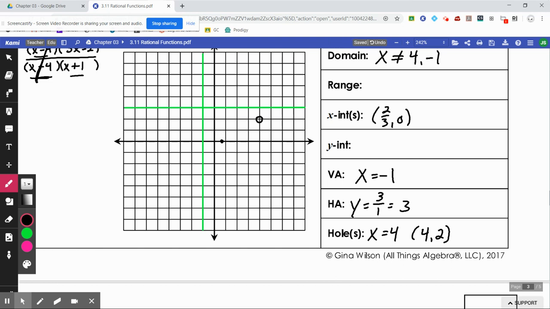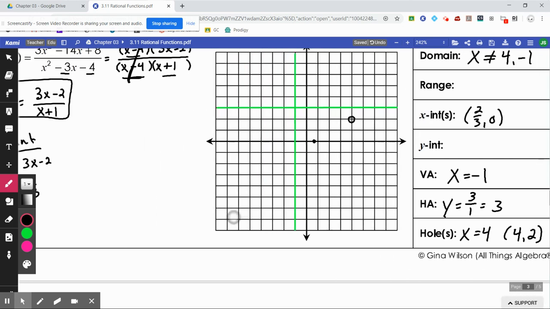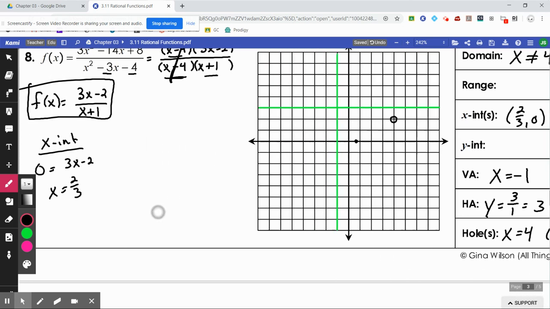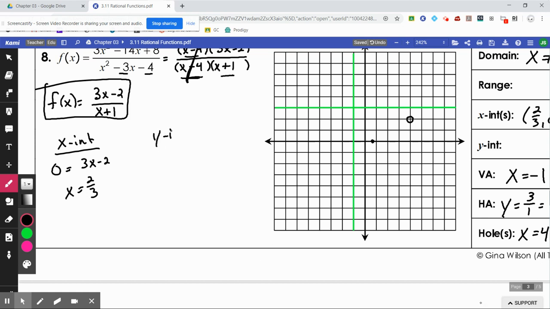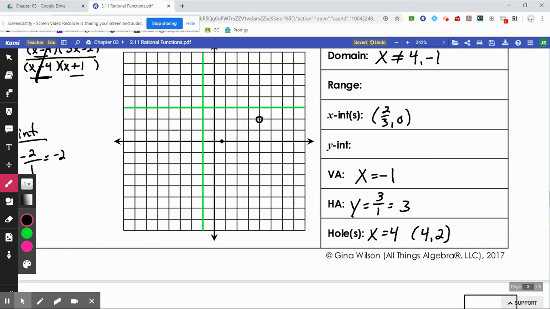So that gave us a little bit of help with the guide for our graph on the right side. To find a y-intercept, we plug in 0 for x. So you have y equals 3 times 0 minus 2 on top is -2. 0 plus 1 on bottom is 1, so y is -2. So that's going to be (0, -2), which is located right here. So very easy to graph that portion of our graph now. It's going to look something like this.